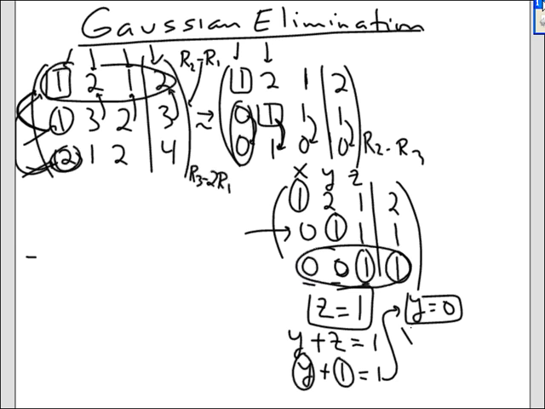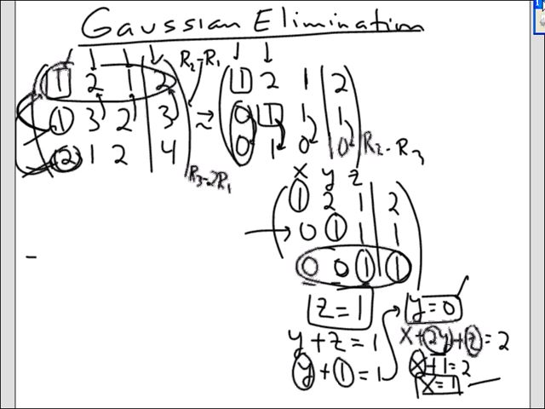Top line, it says 1x plus 2y plus 1z equals 2. Now, 2 y's are 0, of course, since y is 0, and z is 1. 0 plus 1 is 1. So x plus 1 is 2. Some number, when you add 1 to it, gives you 2. That number is 1. So there's your answer: x is 1, y is 0, z equals 1.